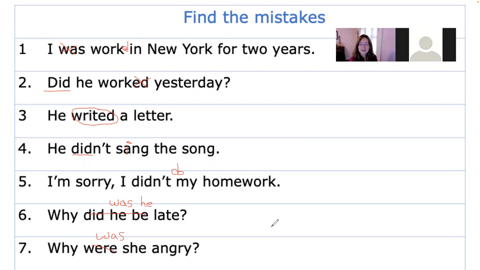So I hope this was helpful for you. And we hope that this is going to help you as you're using the simple past tense with your students. Thank you.